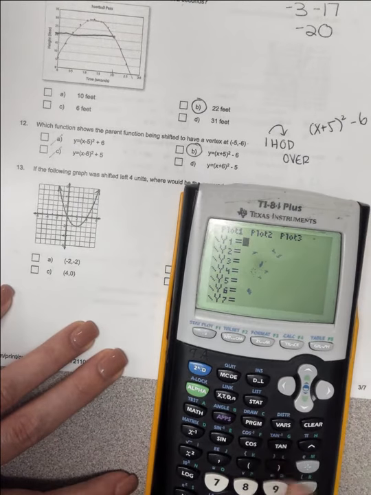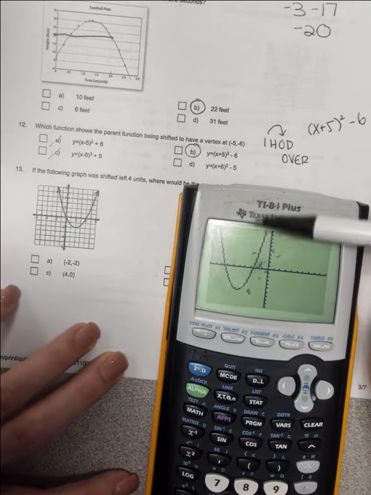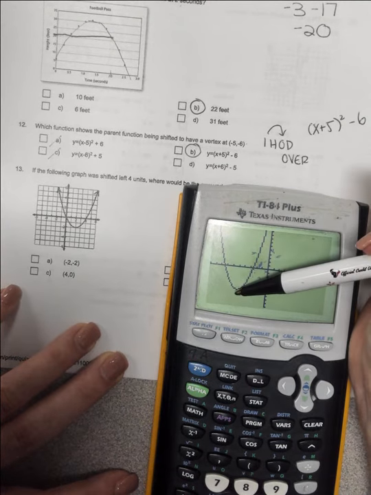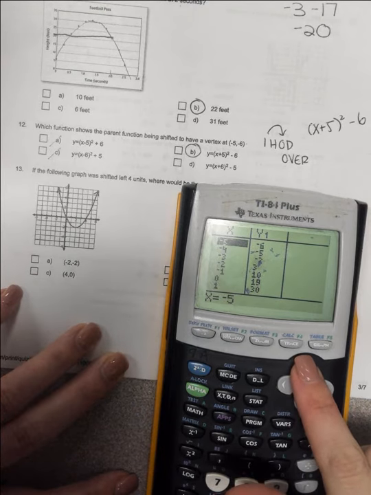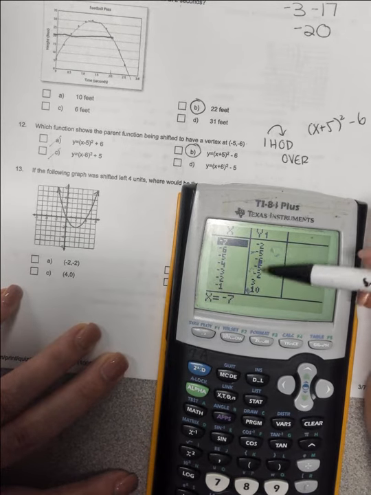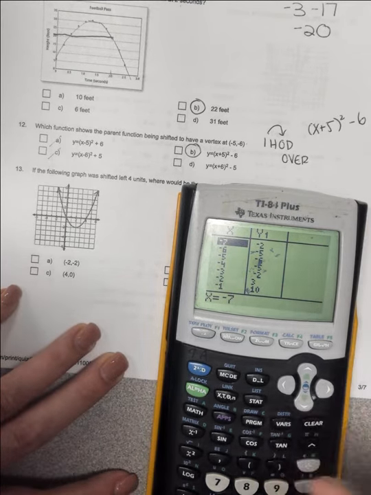So we've got y equals (x plus 5) squared minus 6. Does that look like it's at -5, -6? Yes, we could check on the table. Pairs, pairs, yes, -5, -6 is right there in the middle.